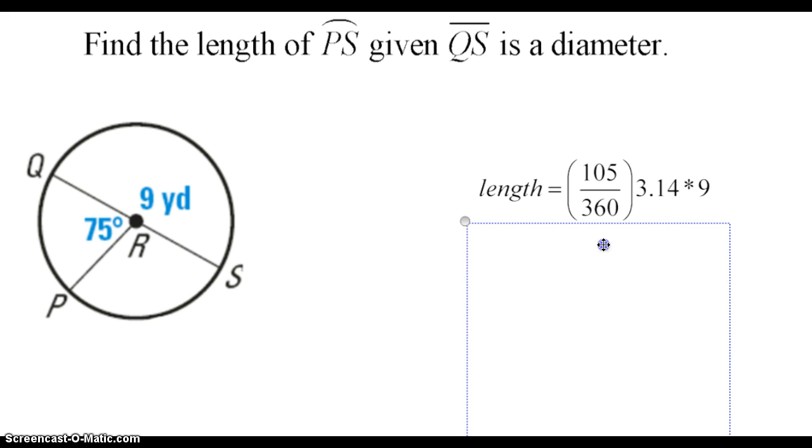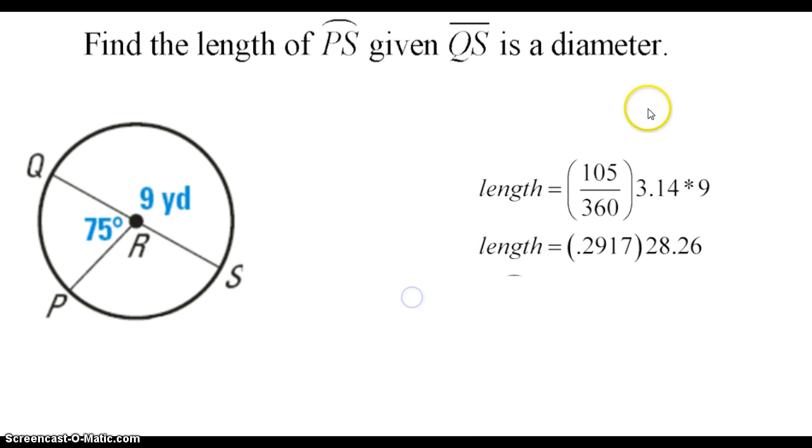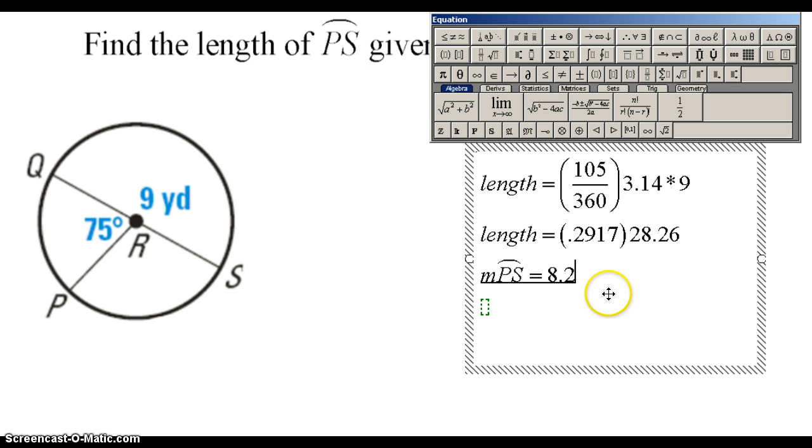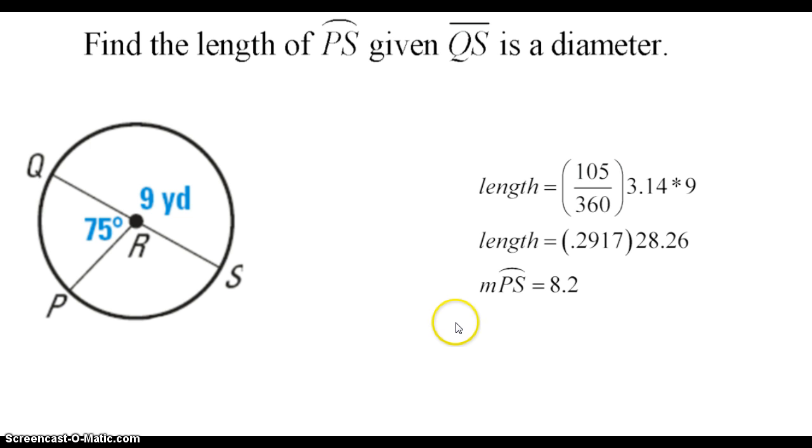So the length of the arc, I simply multiply. You don't need to do this in 2 separate steps. You could simply just put it in a calculator. Make sure you're putting parentheses around this. Getting my final answer to be 8.24 or 8.2, since I said we're going to do the tenths.